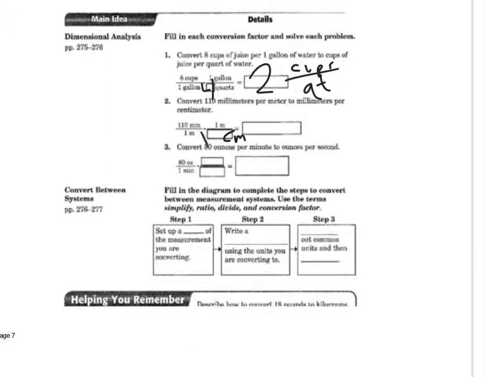There are 100 centimeters in a meter. Hey, that you can find in the back of the book. That you should know from science. I cancel out the meters. So I've got millimeters per centimeter. That's what I want. So I take 110 divided by 100, and you get 1.1 millimeters per centimeter.